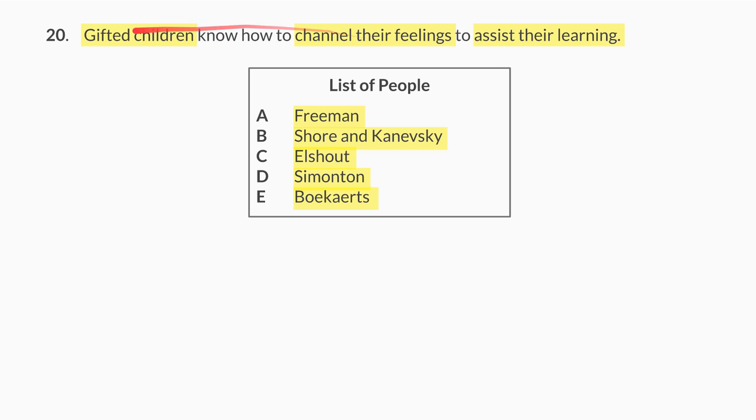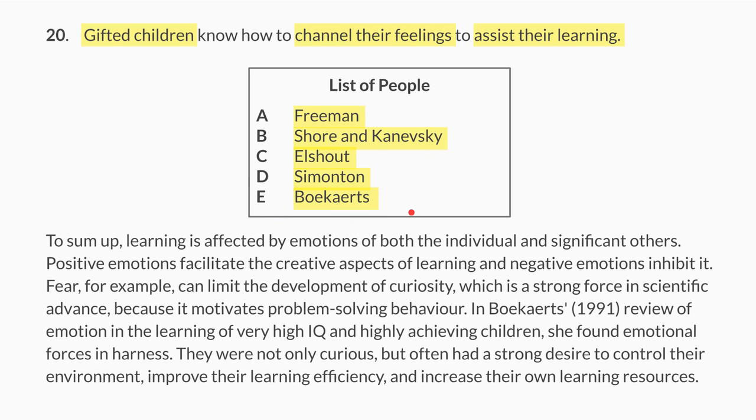Again, I don't care about the question right now. First, I care about finding these keywords in the reading passage. Here is our reading passage. Let's go ahead and scan for these keywords. All right, here we go. It mentions Bocarts right here. I think that's how it's pronounced, Bocarts.